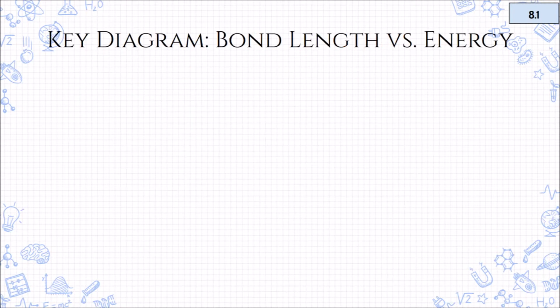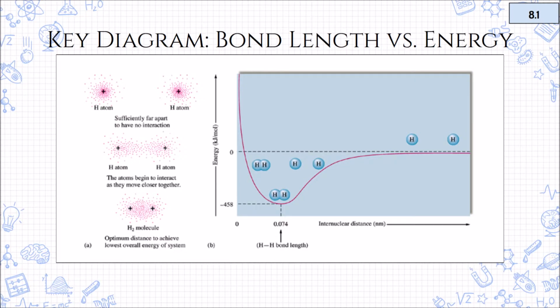Here we have a key diagram that I can almost guarantee you will see on a test somewhere in some form. This is a graph of bond length versus the energy of the system. Note that this graph is for two hydrogen atoms. The optimal state of the atoms is where the energy is minimal. On the graph, it is the bottom of the dip.